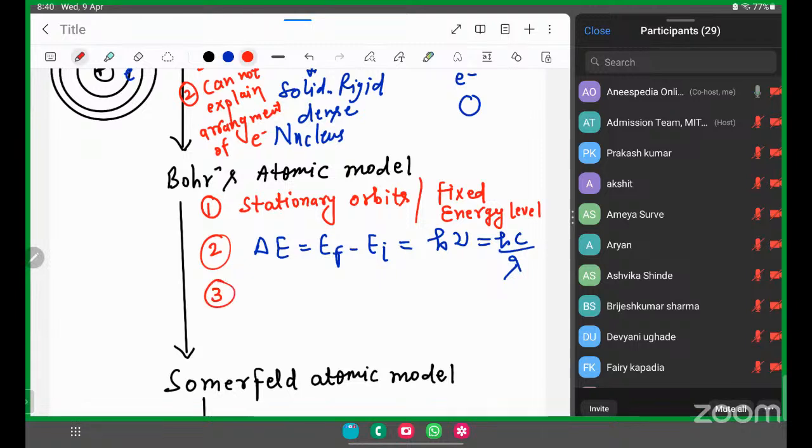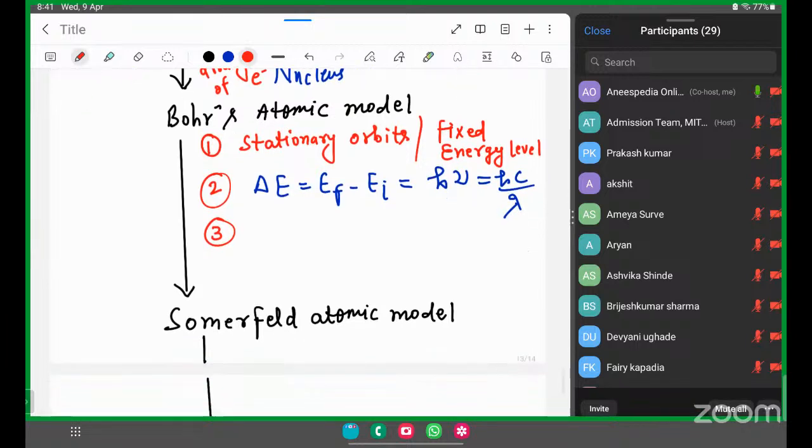Third postulate is how will an electron select its orbit? So it means if we are having an electron, how will we decide whether this electron will go in shell number 1 or shell number 2 or shell number 3? So this will depend on the velocity of the electron, speed of the electron, and there is a concept which will decide whether the electron will go in whichever shell.